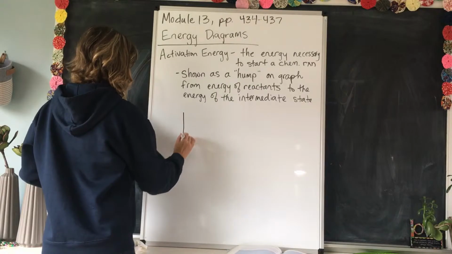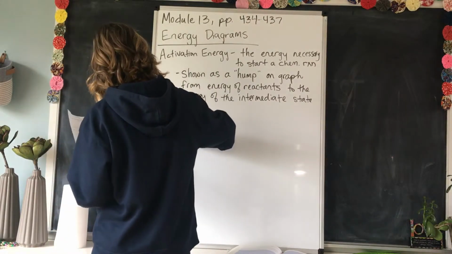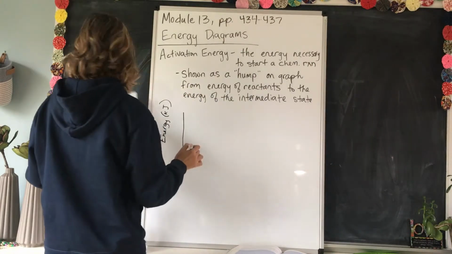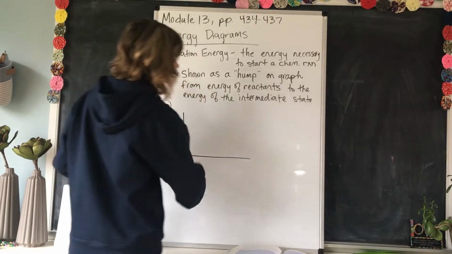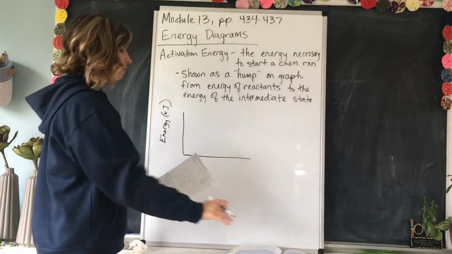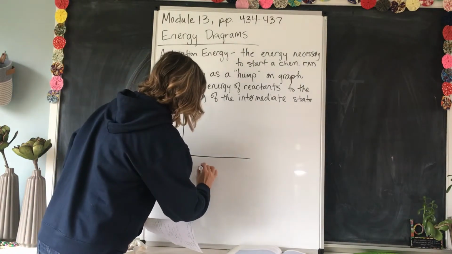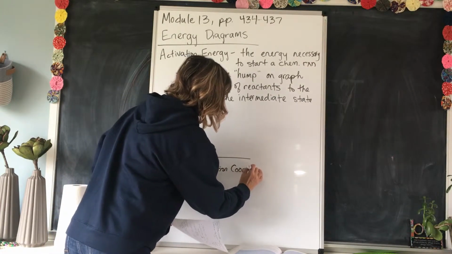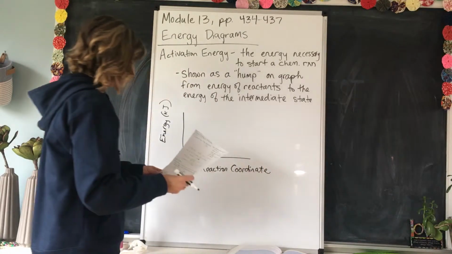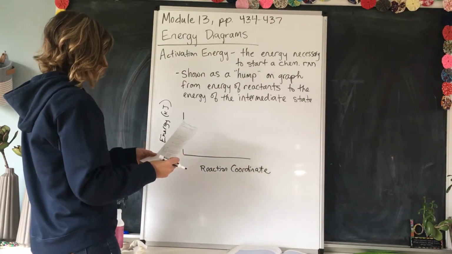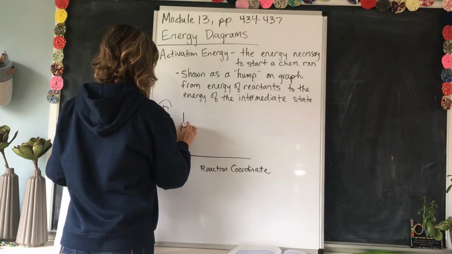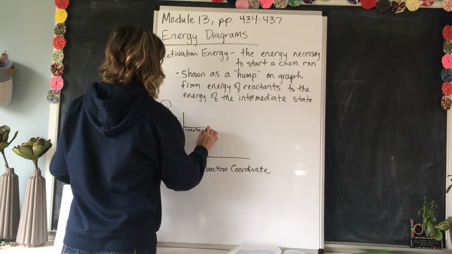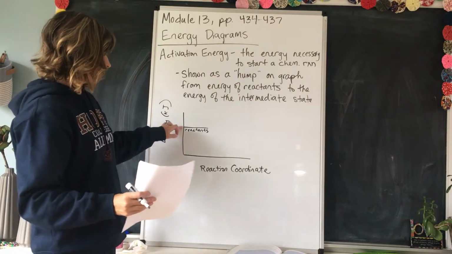So this is our y-axis. The y-axis shows increasing energy in kilojoules. And our x-axis just shows the rate or the progress of the reaction. So we will call this down here the reaction coordinate. So let's say that our reactants start here, and I will write underneath reactants. So this is how much energy our reactants start at.